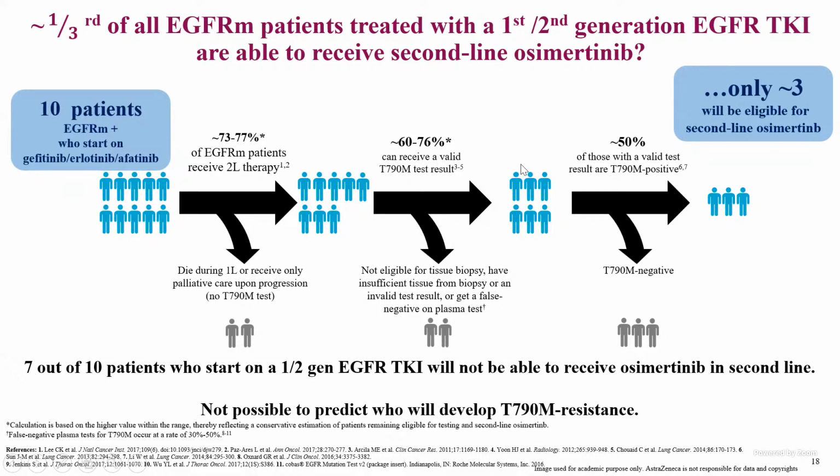So approximately 50% of those with valid test results are T790M positive, and 3 patients again are negative. So only 3 out of 10 patients will get second line osimertinib if you give osimertinib as a second line. So 7 out of 10 patients will not be eligible for second line osimertinib. So it is not possible to predict who will develop T790M resistance.